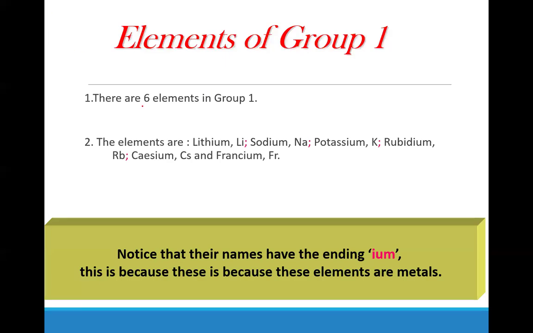Okay, so we'll start with the elements of the first group, right? Earlier we talked about the periodic table, and in this particular segment of the lecture, we'll talk about the group one elements. The group one elements are also called the alkali metals, okay? And there are a total of six elements in group one.